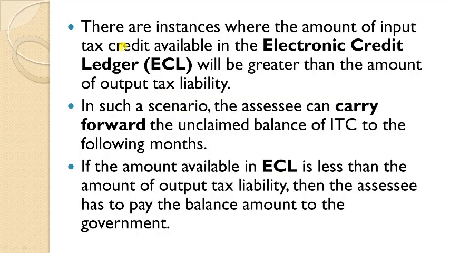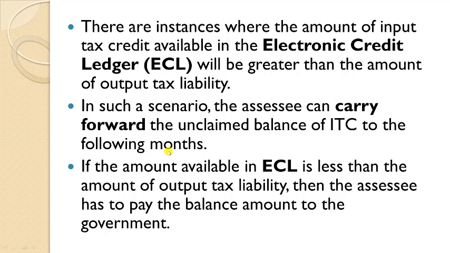There are instances where the amount of input tax credit available in the electronic credit ledger will be greater than the amount of output tax liability. Let us say your output tax liability is 500 rupees, but tax credit available in electronic credit ledger is 600 rupees. What do you do then? When the input tax credit available in electronic credit ledger is more than output tax liability, in such a scenario, the SSE can carry forward the unclaimed balance of ITC to the following months.